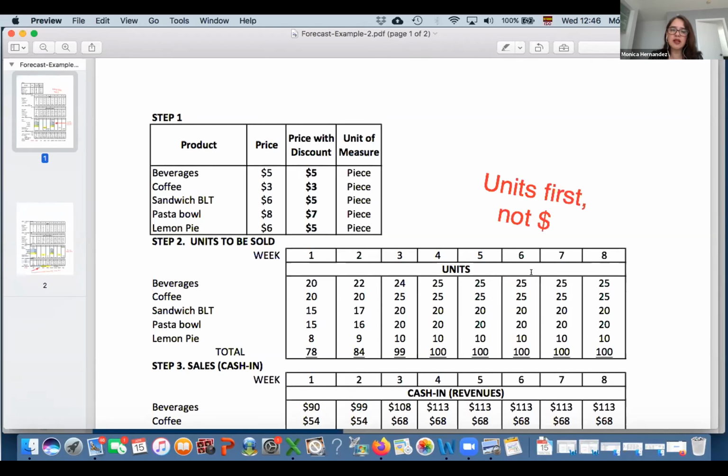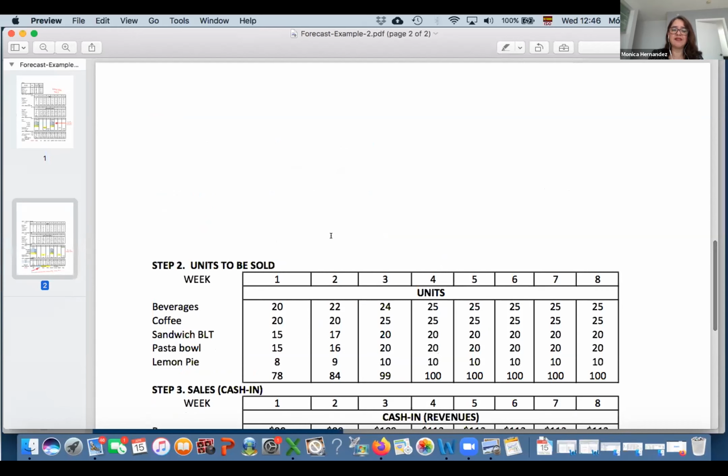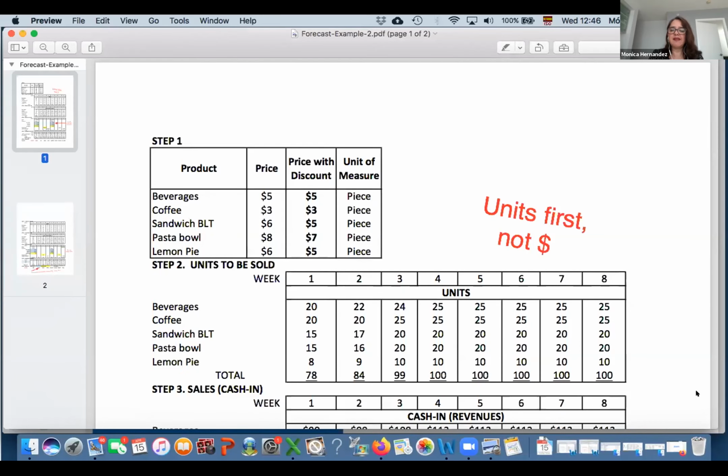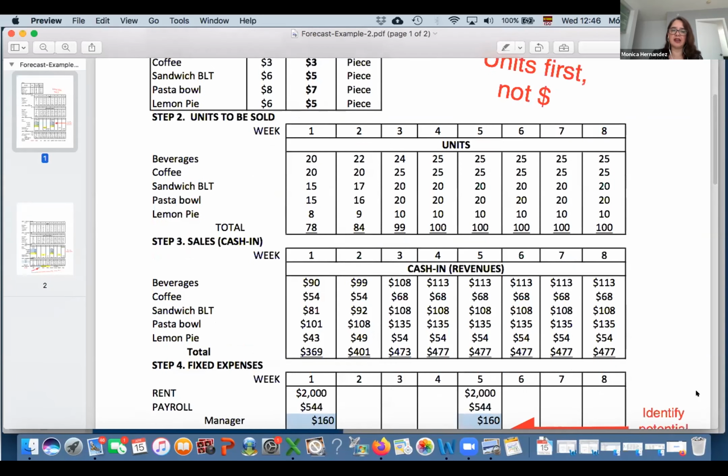In the example, this is a very small coffee shop that is open to the public for takeout. So in this example, we have 5 products. This was the original price. Then you have a price with discount, and then you have basically the unit of measure. So once you have listed them, you need to project the number of units by week.